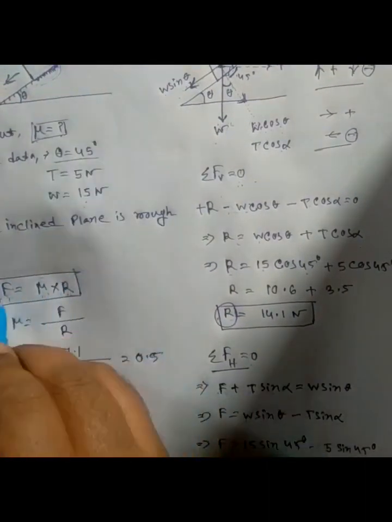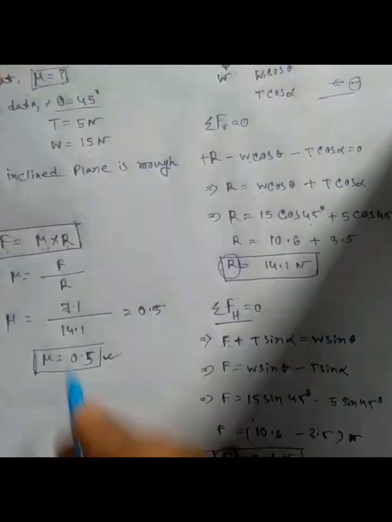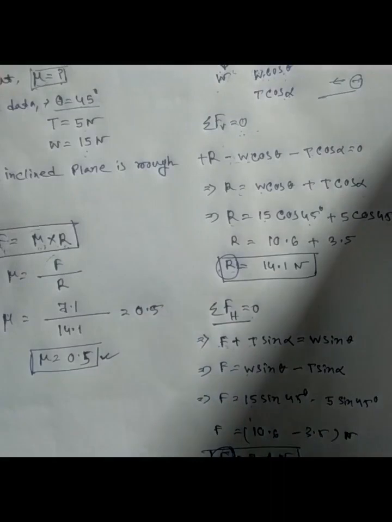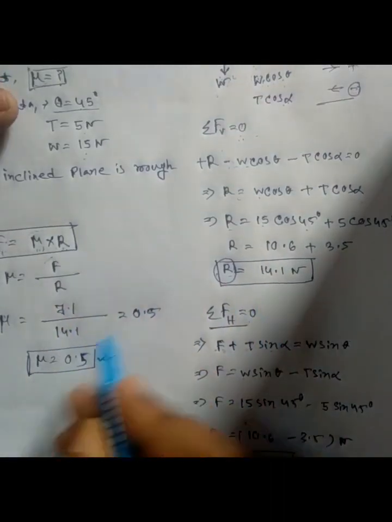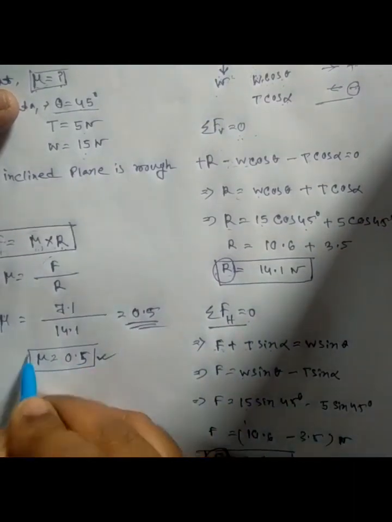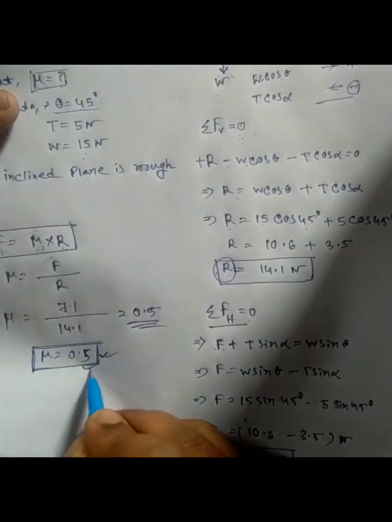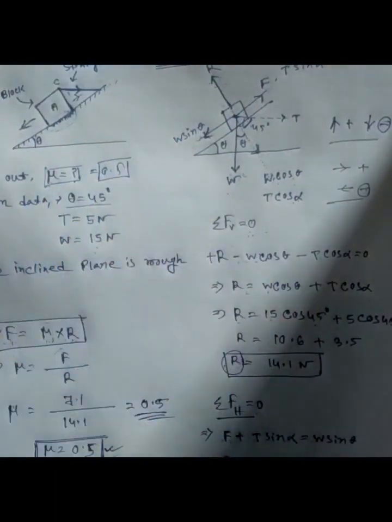We know that frictional force equals mu into R, so mu equals F by R. Now the value of F is 7.1 and the value of R is 14.1. Solving the equation, we get 0.5, the coefficient of friction. So what is the value of the coefficient of friction? 0.5. That is the first numerical problem of the friction chapter.